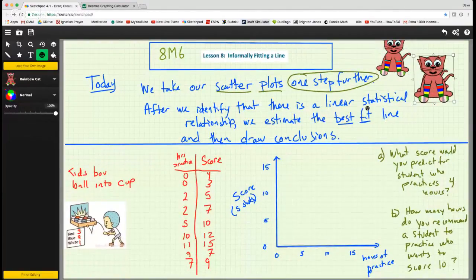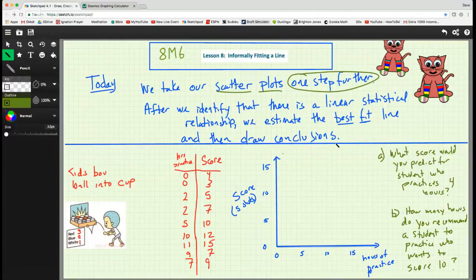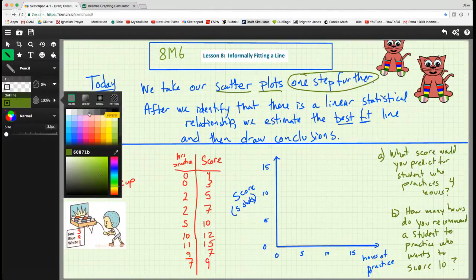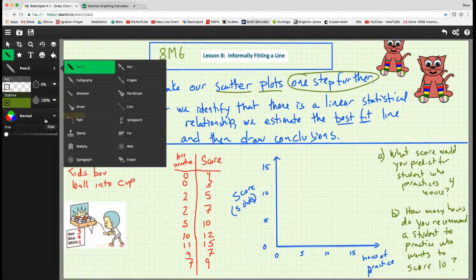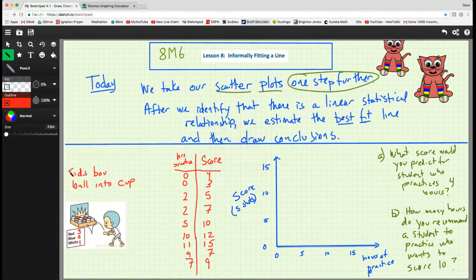And the happy cat today is going to learn that if there is a linear relationship, based on a best fit line, we're going to draw conclusions about it. I created this example here, in which kids are going to bounce a ball into a cup 5 times.